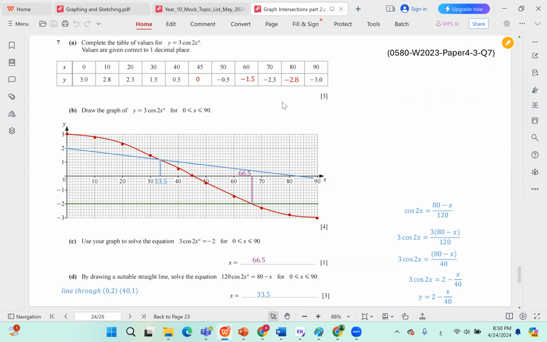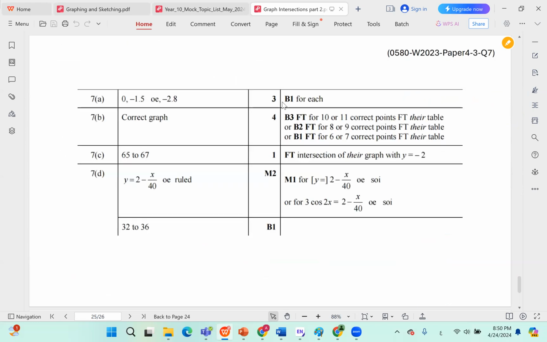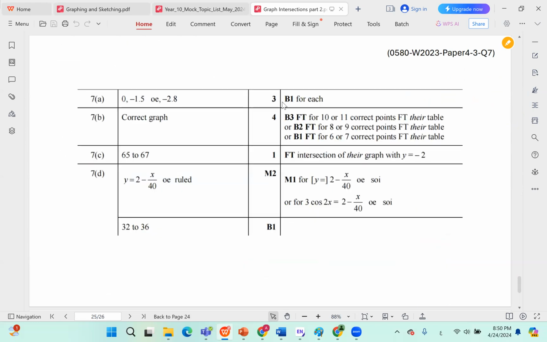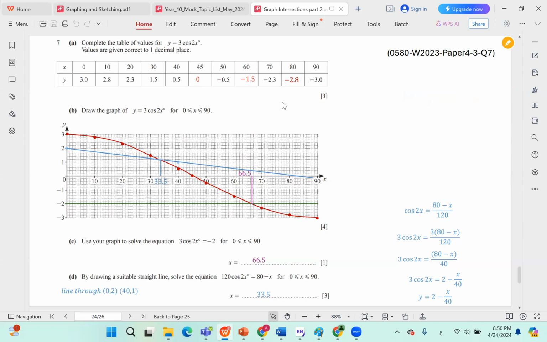This is the simple solution to the problem. You can check the answers. For 32 to 36, we have 33.5. This is okay. For the one above it, we have 65 to 67 in question C, and we got 66.5. So this is also within range. It seems we did okay in terms of the numbers.